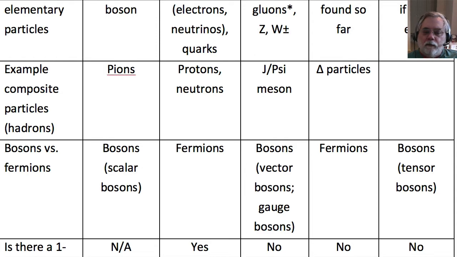Now, all of the values of spin that are integral, those are bosons. So a spin 0 particle is a boson, and you might see the phrase scalar boson to mean that it's a spin 0 boson. Particles with spin 1 are bosons, but they are sometimes called vector bosons or gauge bosons. And particles with spin 2 are bosons, and the graviton is sometimes called a tensor boson. Particles with spin 1/2 and 3/2 are fermions.